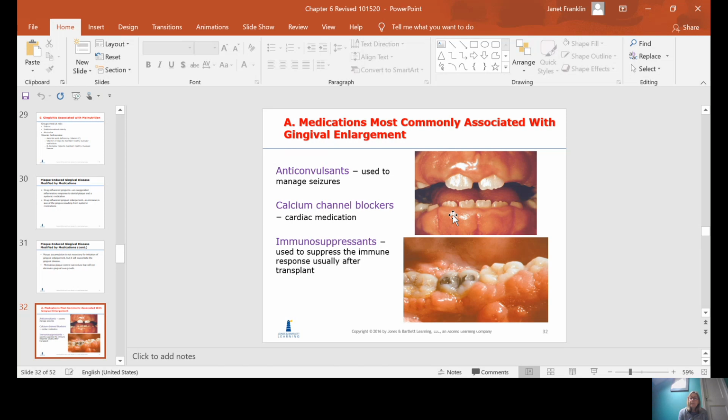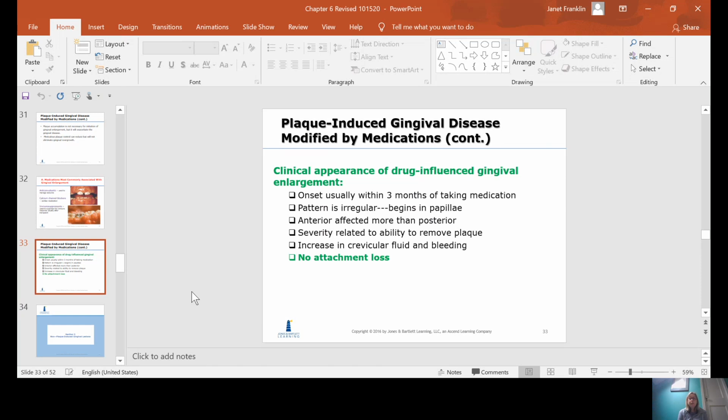In medications that are affecting gingivitis, remember gingivitis is just confined to the gingival tissue. So the junctional epithelium is still attached in the same place. In other words, the base of the sulcus has not changed. All of your additional probing measurement occurs above the gingival margin, or as the gingival margin raises, I should say. Plaque-induced gingival disease is modified by medications.